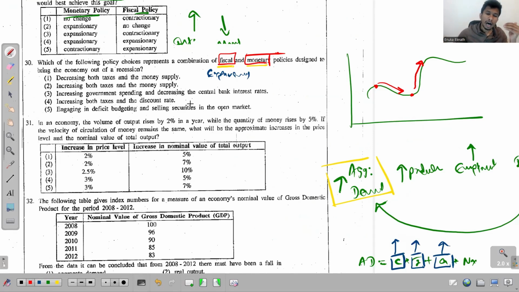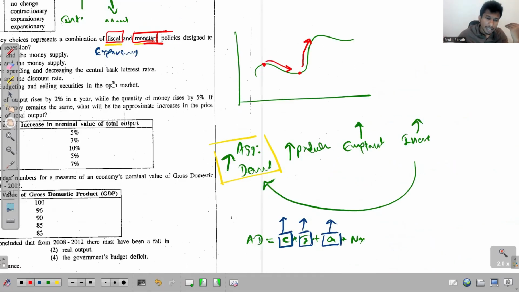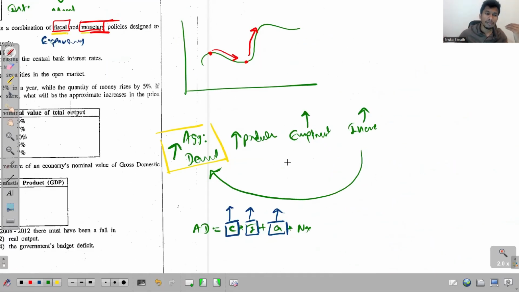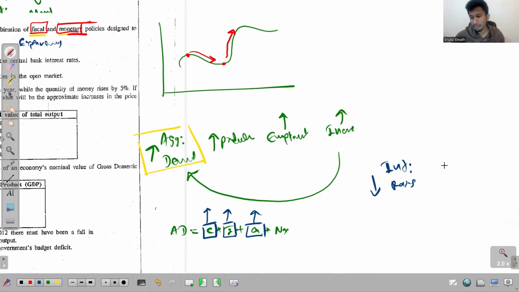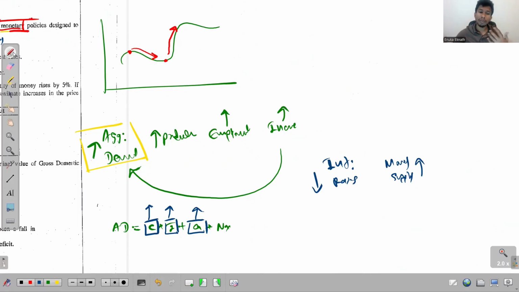And how does the government use the monetary policy to increase the aggregate demand? As we discussed under the previous question, the first thing they should do is to reduce interest rates. When interest rates are lowered, the money supply will increase.